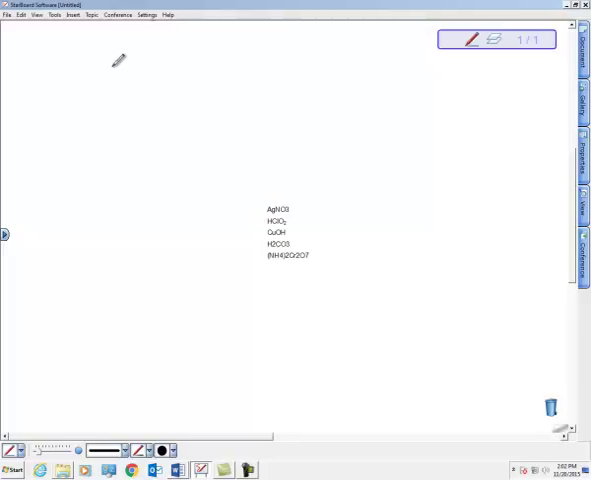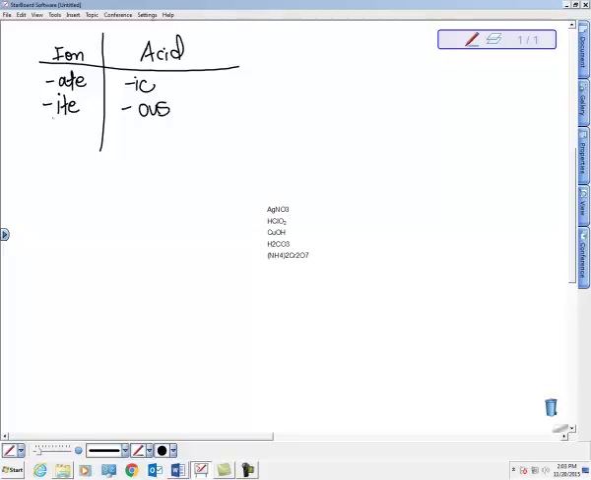Alright, so first let's review a little bit about the rules for acids. There's only 3. The name of the ion will determine the name of the acid. So I'm just putting these up here. You will have to memorize these for the test. An ion that ends in "ate" is going to turn into just a suffix of "ic". Something that ends in "ite" will have a suffix of "ous". And an ion that ends in "ide" will have a prefix of hydro and then a suffix of "ic". So that one's kind of special.